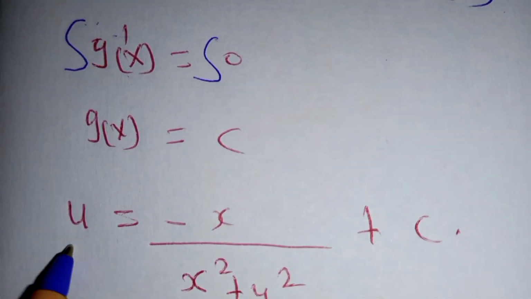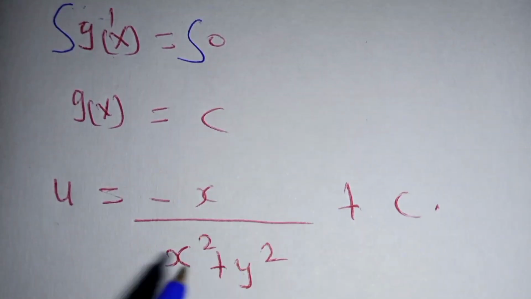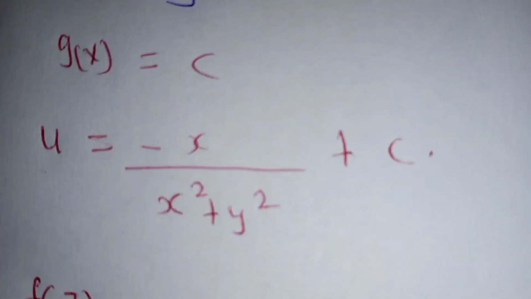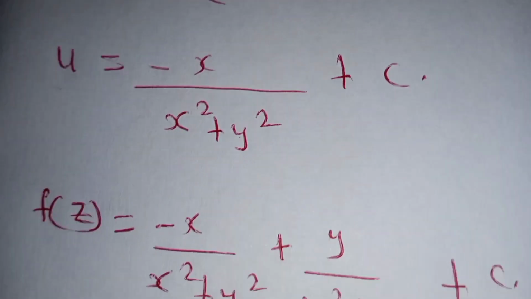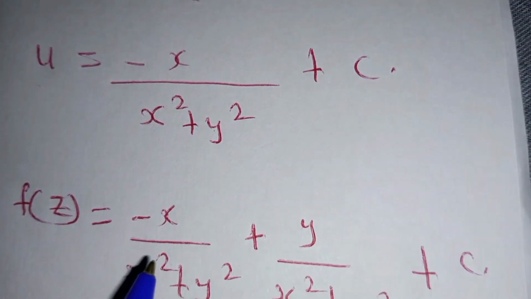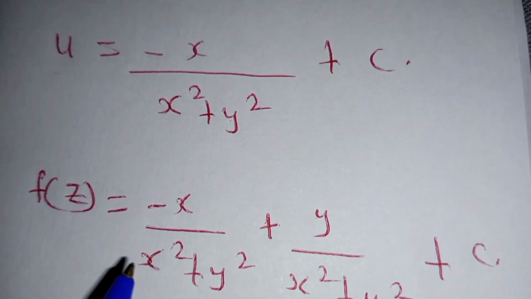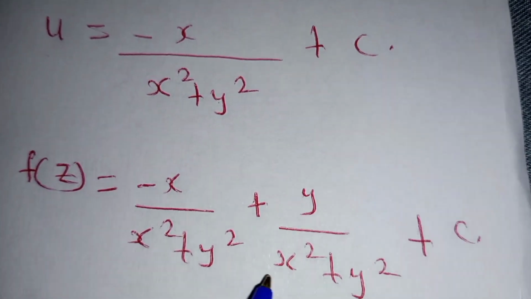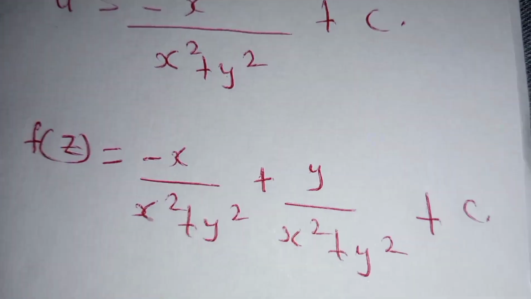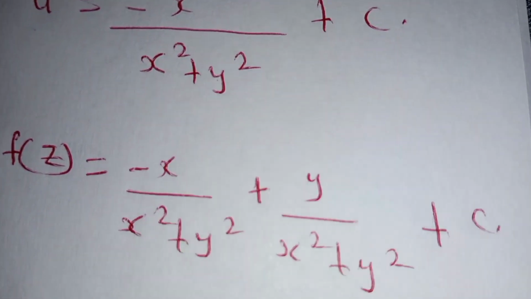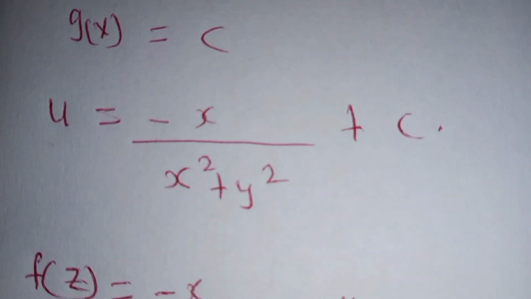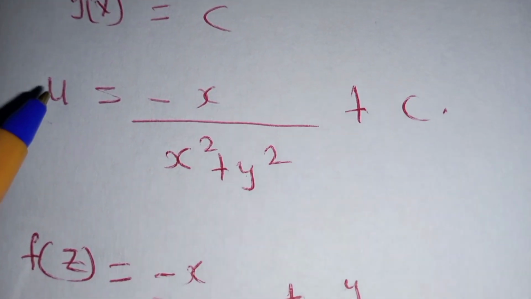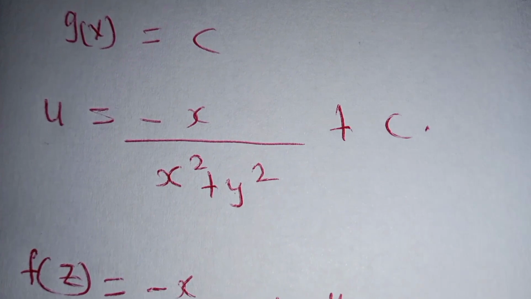Meaning that our u is equal to negative x divided by x squared plus y squared, plus c. So our function will be f of z, which is equal to negative x divided by x squared plus y squared, plus y divided by x squared plus y squared, plus constant c. So that is how you can obtain function u when you are given a function v by use of Cauchy-Riemann equation.